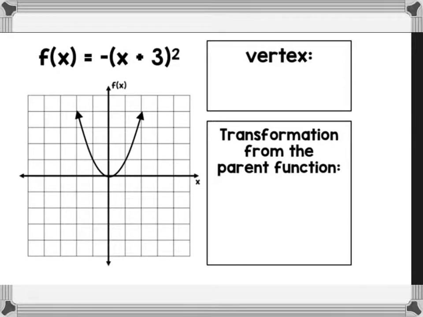So again, let's look at our A. It's negative, that means it's reflected over the x-axis. Another name for this is a vertical reflection.